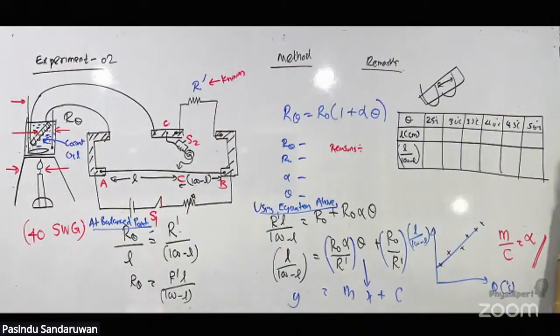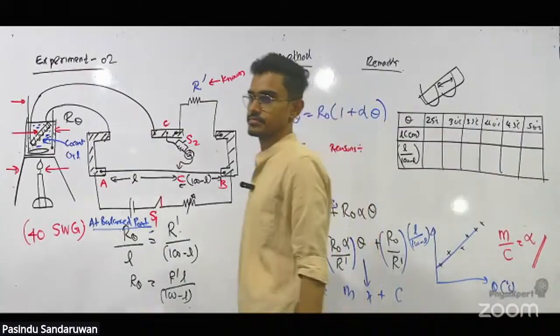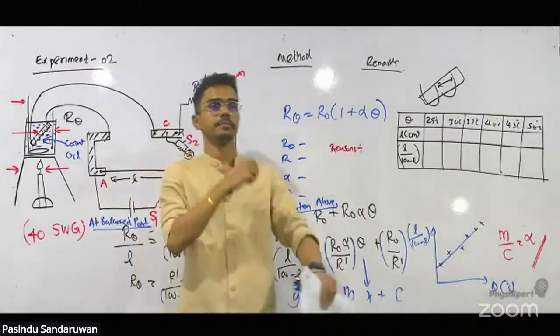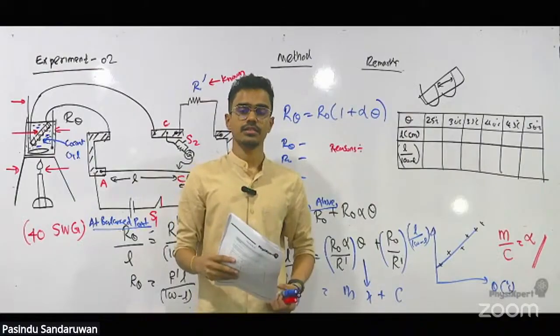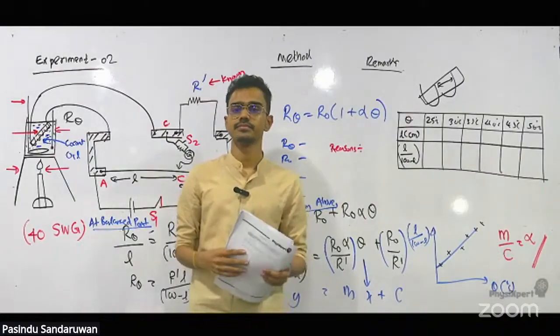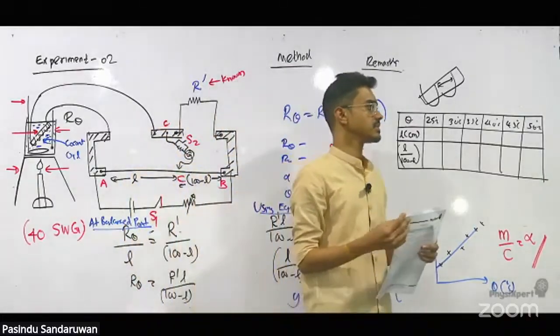Right. First one: controlling the flame of the Bunsen burner.